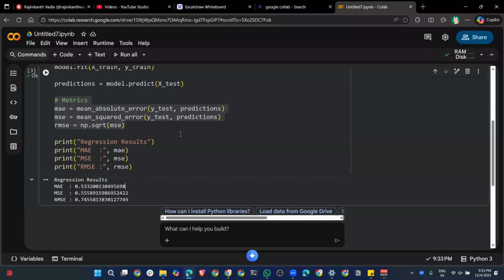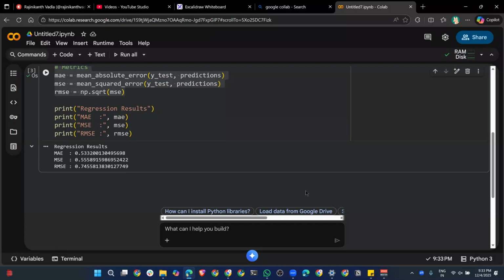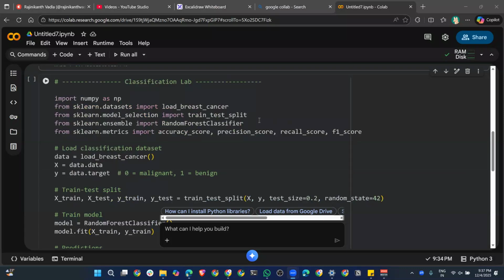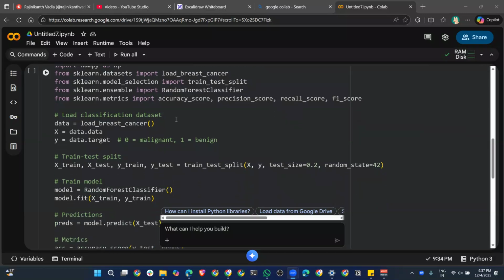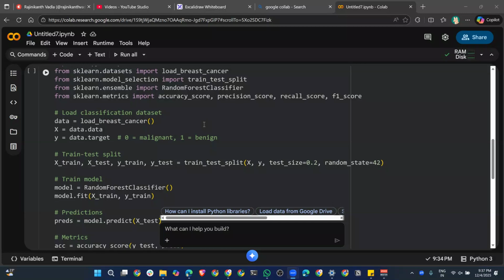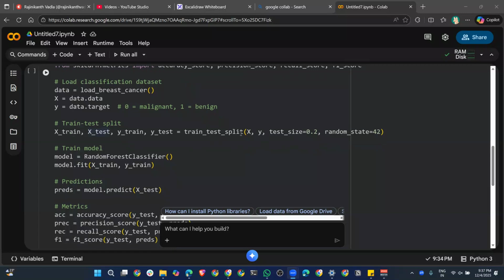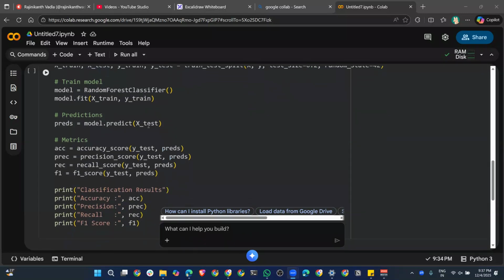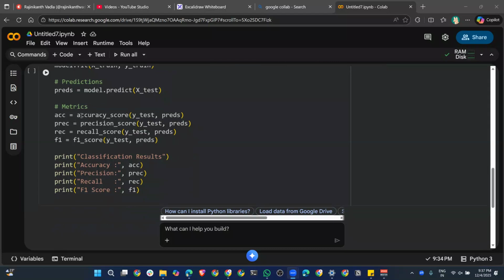Okay, and if we go to the classification side, now if you come to the classification lab, here again we will take the same imports, whatever is needed, and then we are loading a data set, load breast cancer. We want disease detection, so the category is whether it is yes or no. In a similar way we train on X and y, and the prediction is on X test, and here I'm taking these metrics: accuracy.